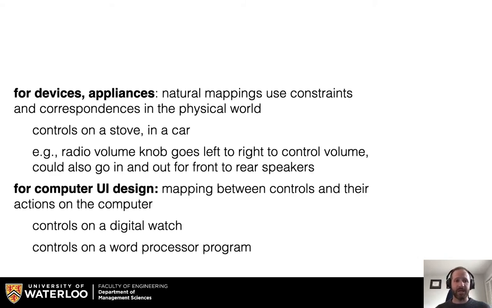For computers and digital interfaces, mapping between the controls and their actions on the computer is what you have to worry about. So the controls on a digital watch, which for old school digital watches is pretty arbitrary. But for things with a display, smartwatches, it might be a little bit more intuitive. Or controls on a word processor program. You have these different tools and they map to what you can do in the system, and they often try and signify what you can do with that tool through iconography or other different signals to the user.